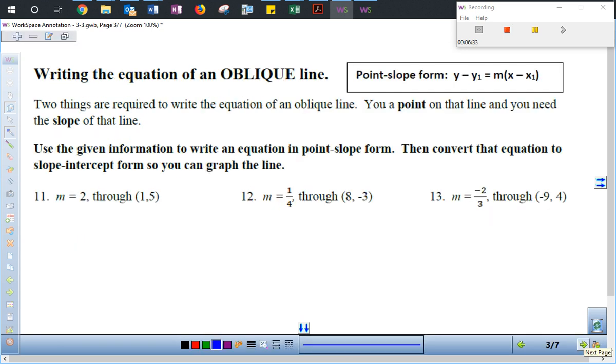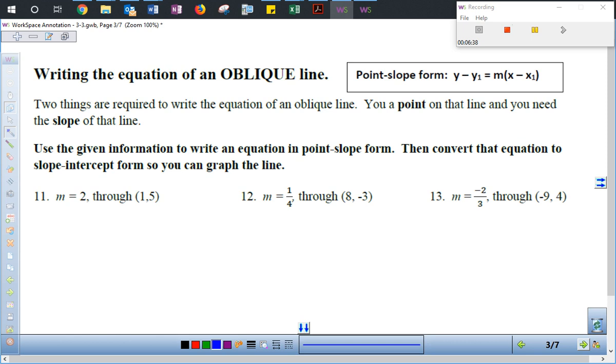Alright, now we want to talk about how to write the equation of an oblique line. And just a reminder, an oblique line is any kind of diagonal line. It's not straight up and down, and it's not laying flat. So, two things are required to write the equation of an oblique line. You need a point on that line and the slope of that line.